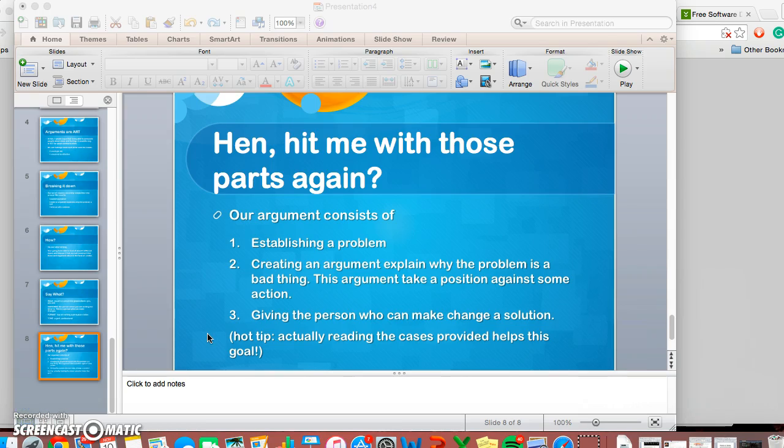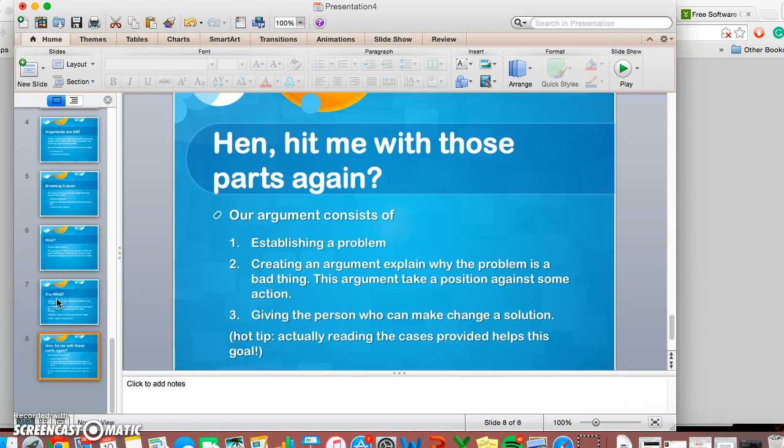So just so that we're on the same page, this is how we're doing it. Our letters are going to consist of three things. 1, establishing a problem. 2, creating an argument and explaining why the problem is a bad thing. 3, giving the person who can make change a solution.